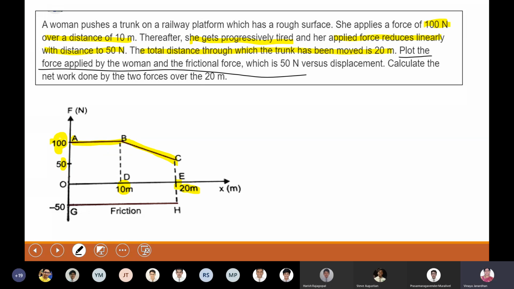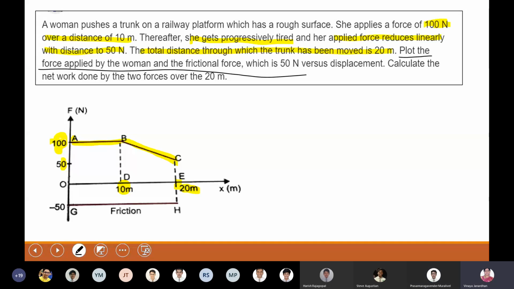Boys, 11B? Yes, ma'am, clear. Okay. Plot the force applied by the woman and the frictional force, which is 50 Newton, versus displacement. Yes? Should we write the question? You need to write the question. You need to plot the graph, boys.